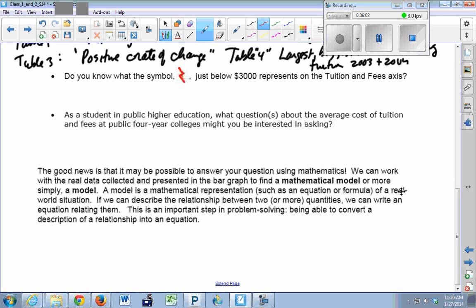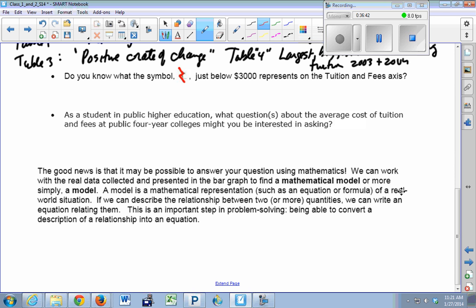The good news is that it may be possible to answer any question you might have about future rates for tuition and fees. And to do that, we collect data like we've just done, and we create a mathematical model. Now this model doesn't give us the exact answers for any particular year, but if the model fits your data well, it's going to be pretty close to the actual data values. A model is a mathematical representation.